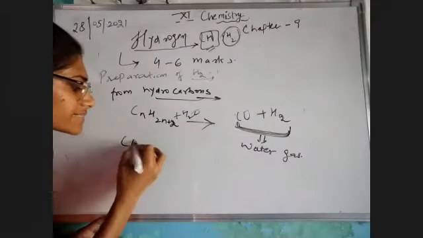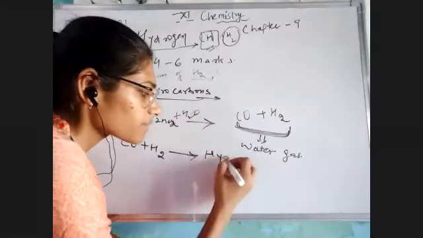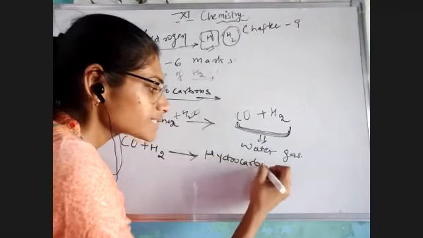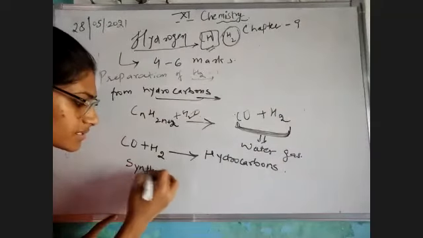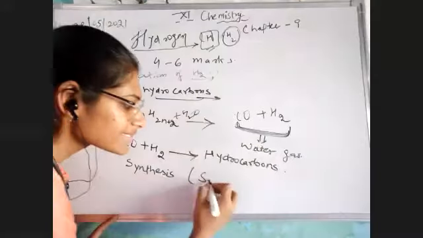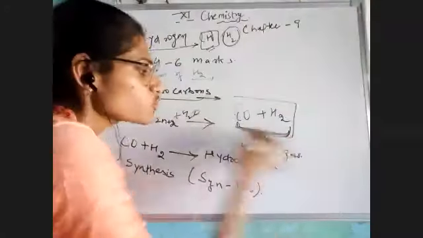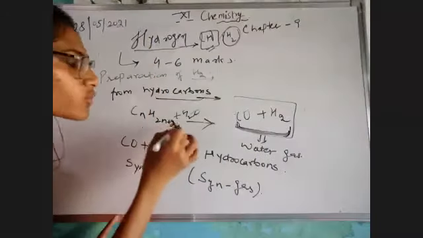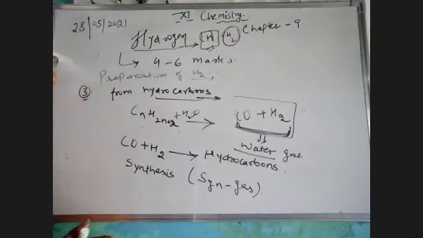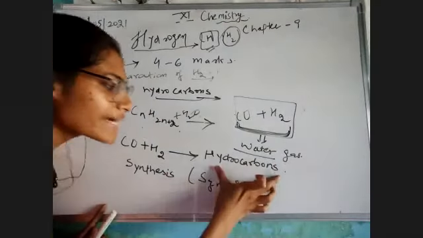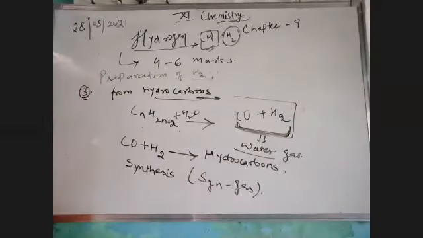Another point is this CO plus H2 can be used to prepare bigger hydrocarbons, that is, compounds which contain both carbon and hydrogen. So it is used in synthesis, and it is also known as syngas. Am I clear? CO plus H2 from hydrocarbon on reacting with water is known to be water gas. As it is used for the synthesis of bigger hydrocarbons, it is also known as syngas, that is synthesis gas.